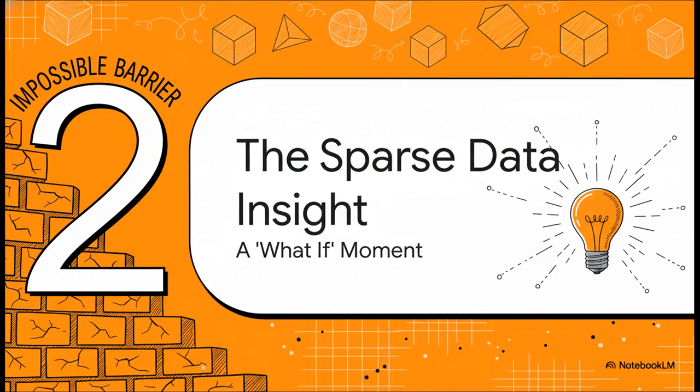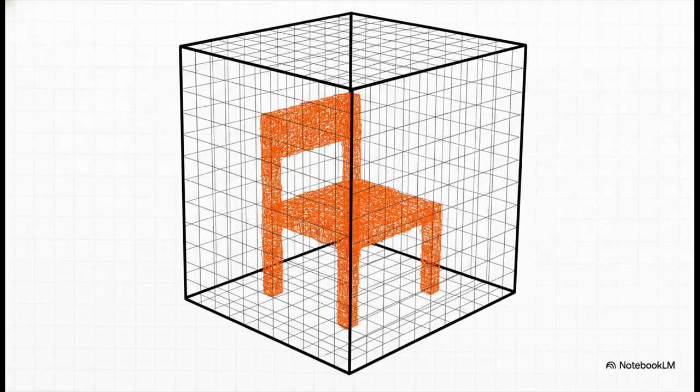So this seemed like a totally impossible wall to climb. But then, some researchers had this critical insight, a real wait a second moment. They asked, what if we're wasting all this massive computational power on, well, on nothing? Think about pretty much any object around you, a chair, a car, even the room you're in right now. They're mostly hollow, right? They're defined by their surfaces. But a dense voxel grid, it treats all the empty space inside an object and all the empty space outside of it with the exact same importance as the surface itself. And that is just incredibly, wildly inefficient.